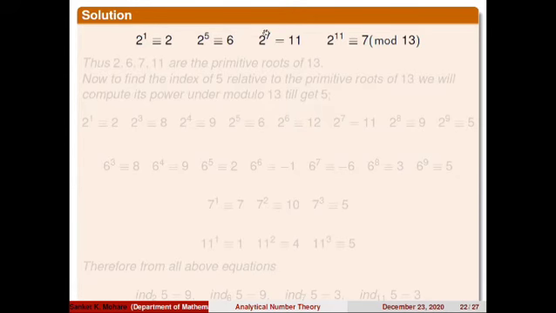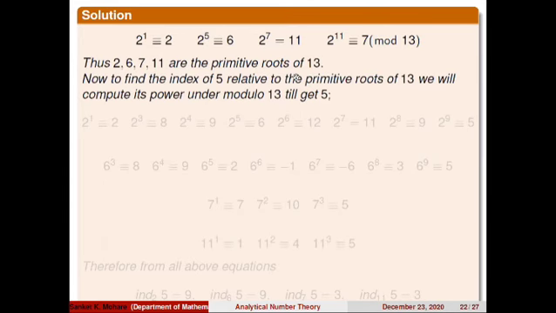Similarly, 2 to the power 7 is congruent to 11. This is not equal to, this is the congruent symbol. 2 to the power 7 is congruent to 11 and 2 to the power 11 is congruent to 7 modulo 13. So here I just calculated powers of 1, 5, 7, 11. Why? Because they are the only 4 integers which are co-prime to 12. So 2, 6, 7 and 11 are the primitive roots of 13.